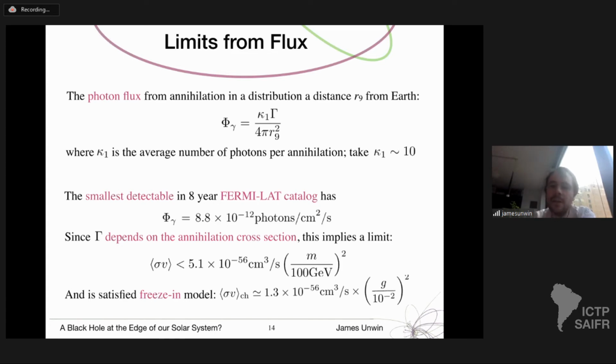And you can see the limit comes in at about 5 × 10 to the minus 56 centimeters cubed per second for this given dark matter mass, which just happens to lie close to the characteristic annihilation cross-section that I previously sketched for this characteristic freezing model.